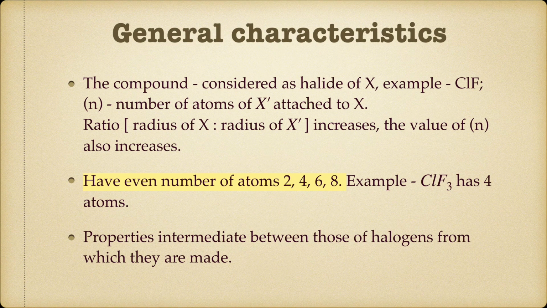The first property says that the compound is considered as the halide of X. Example, if we take ClF, as you know Cl is the electropositive atom with larger size, and fluorine is the electronegative atom with smaller size. So we name the interhalogen compound chlorine monofluoride. The next important thing, the n over there, is nothing but the number of atoms of X' attached to X.